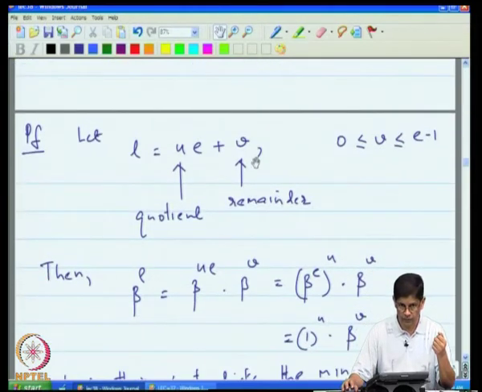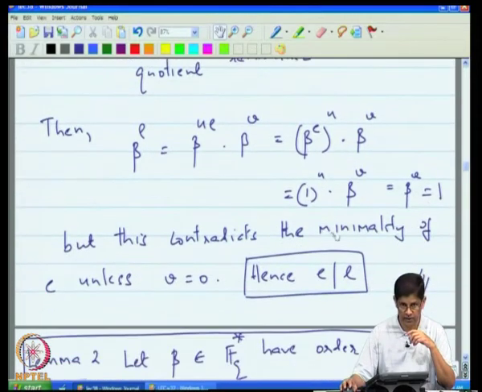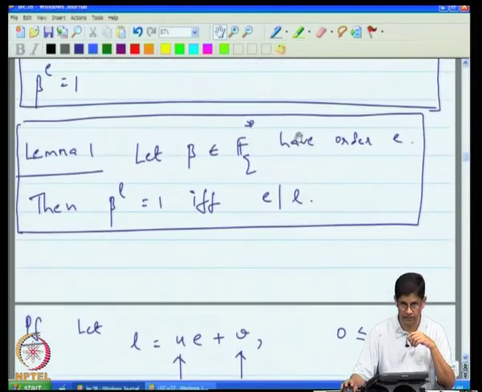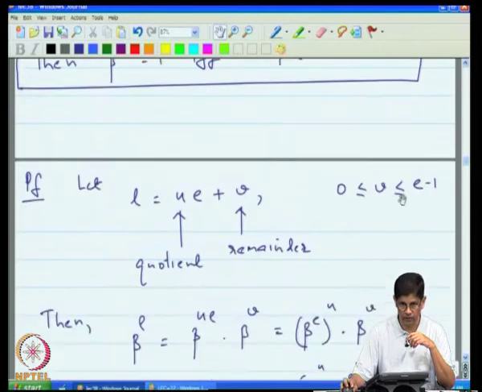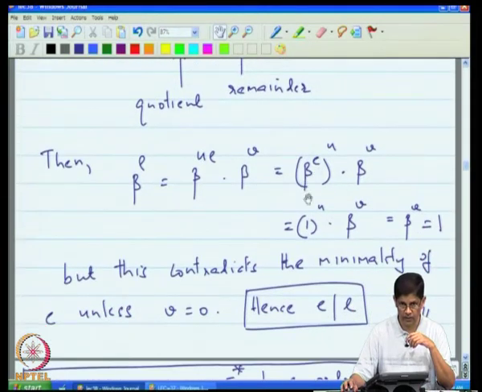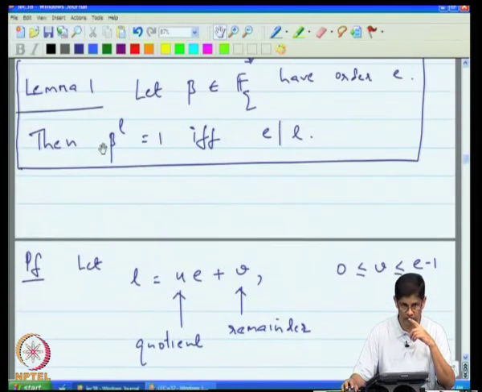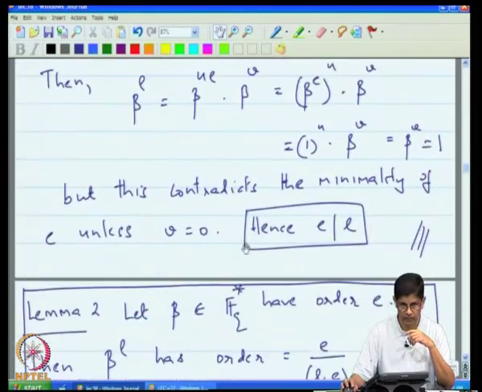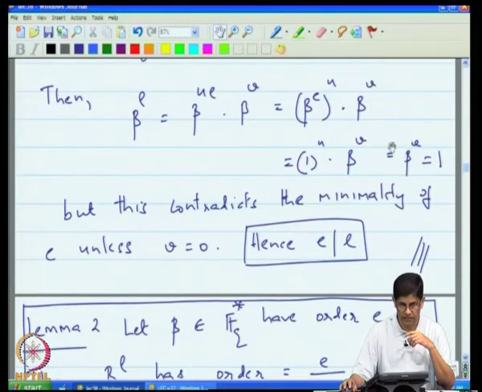So, now from this we can say that beta to the L is beta to the u e plus v, which is beta to the u e times beta to the v. But this can be rewritten as beta to the e, to the u, times beta to the v. But beta to the e is 1, reason being that we have defined e as the order of beta. So, by definition beta to the e is 1. So, that is 1 times beta to the v, which is beta to the v, which is 1. Why is that? Because by the hypothesis of the theorem, beta to the L is equal to 1, which implies that beta to the v is equal to 1.